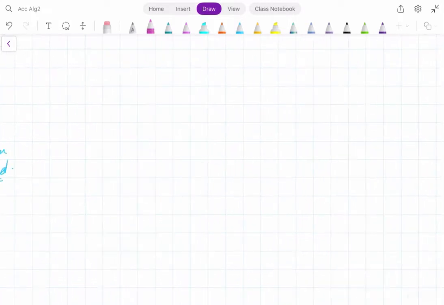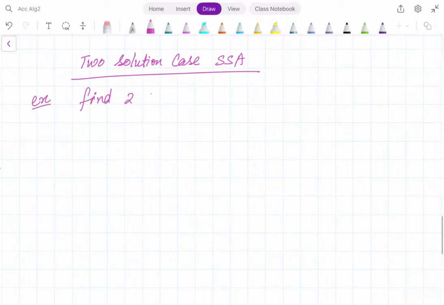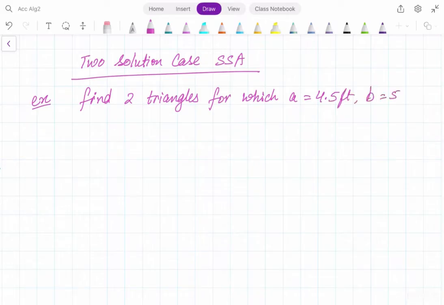Let's take another scenario, when they are asking for two solution cases using the same ambiguous side-side angle. So if they ask for two solutions, they will specify in the question that you need to find two solutions. So they will specify find the two triangles for which A is equal to 4.5 feet, B is equal to 5 feet, and angle A is equal to 58 degrees.